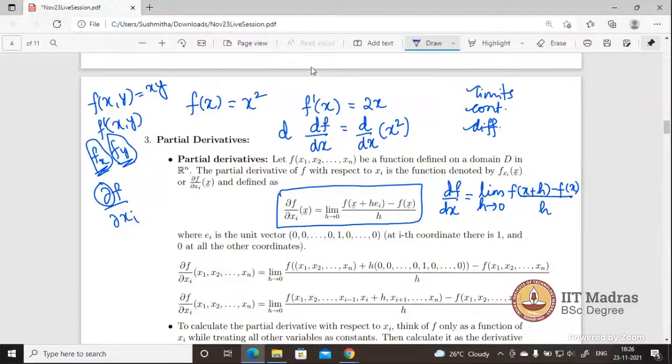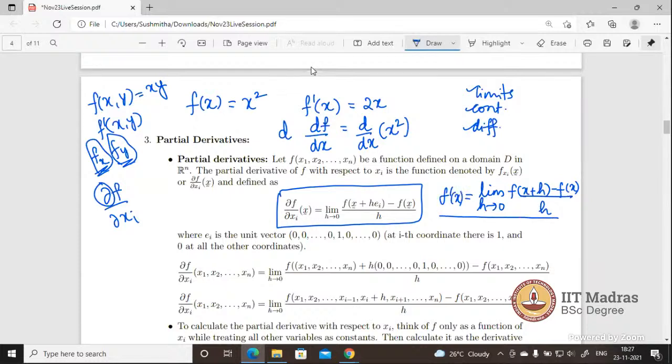And I cannot add an n component vector with a number. So this h also should have n components, right? So do you agree that this is the definition of f dash of x?